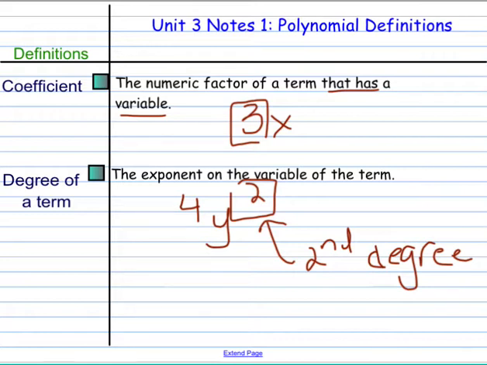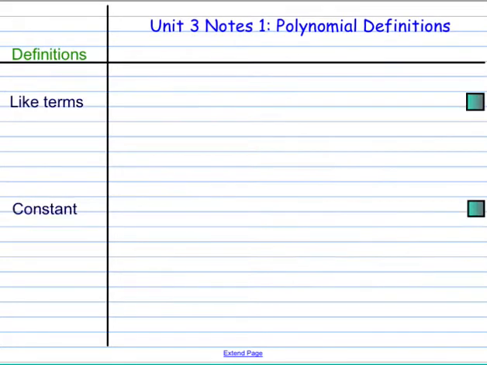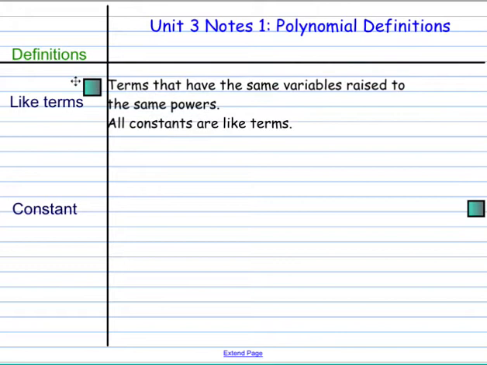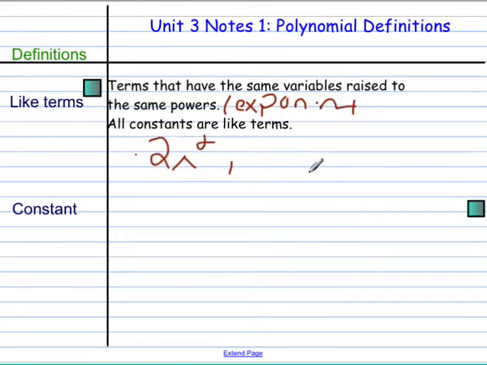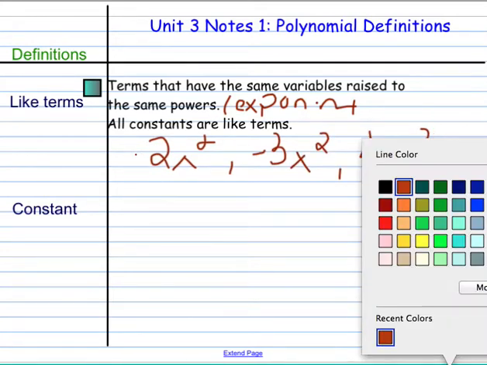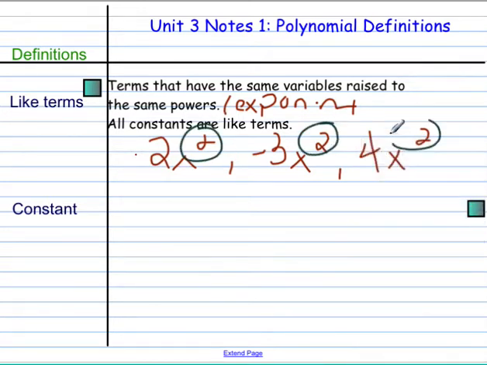All right, next we have like terms. What are like terms? Like terms are terms that have the same variables raised to the same powers. All constants are like terms. We'll talk about what that means in a second. Remember that the power is the same as the exponent. So we could have something like 2x squared, negative 3x squared, 4x squared. All of these are like terms because they all have x raised to the 2 power. That makes all of them like terms.